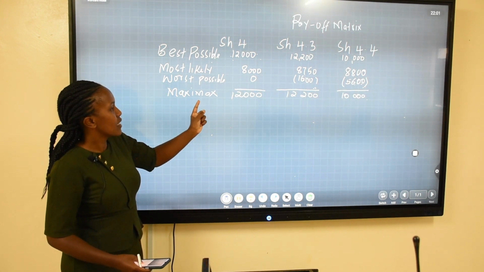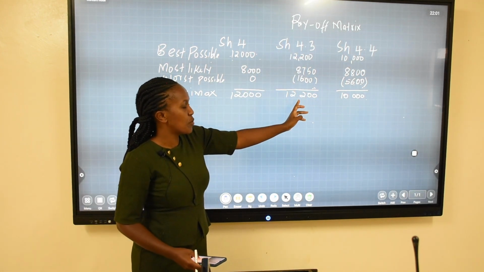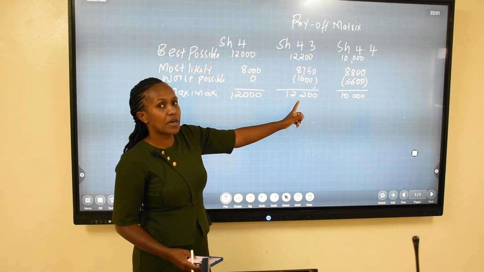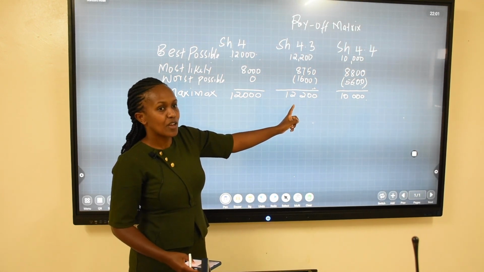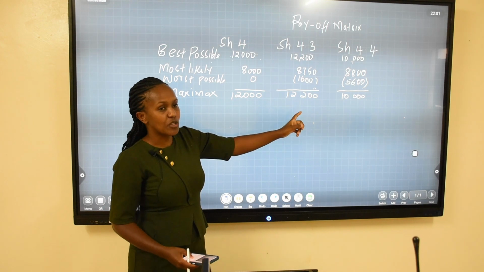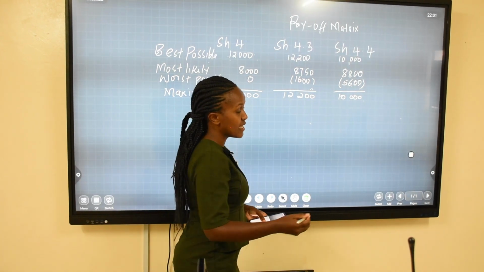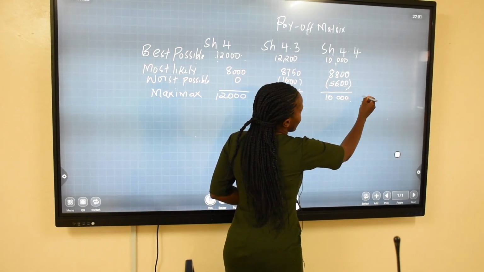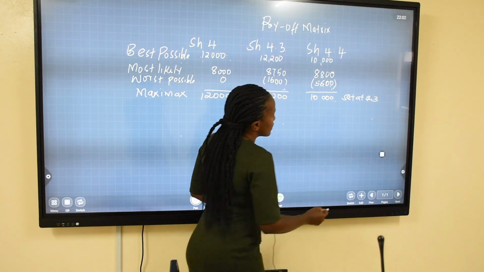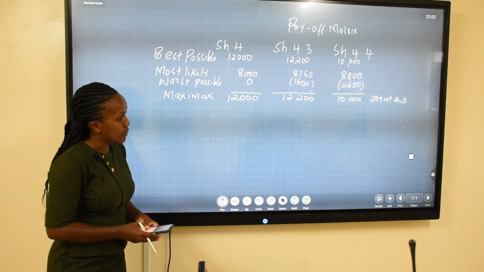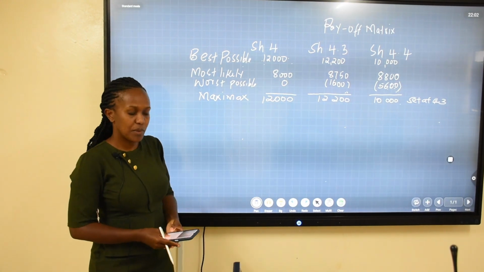Now in this case, the decision would be to set the price at shillings 4.3 because it maximizes the maximum payoff. It is the best among the best. So such a decision maker who is a risk taker is going to decide here, set the price at shillings 4.3.